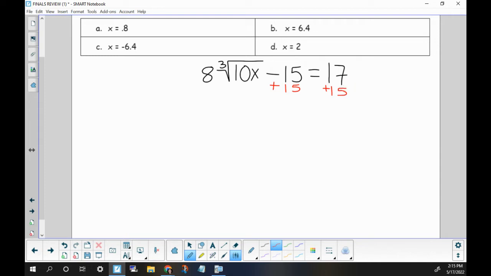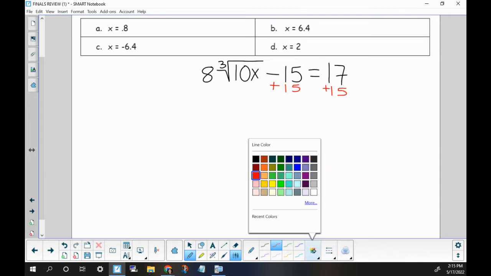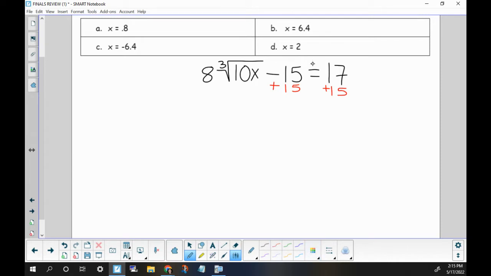We are going to take our numbers, our constants, and get them over to one side. So what is 17 plus 15? 32. There's 32, and then we can bring this down. We've got 8 times the cube root of 10x. All right, now what?